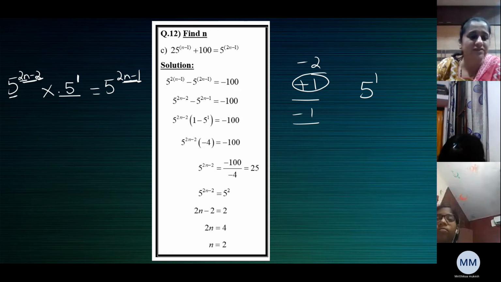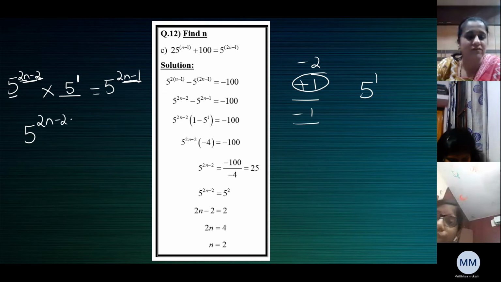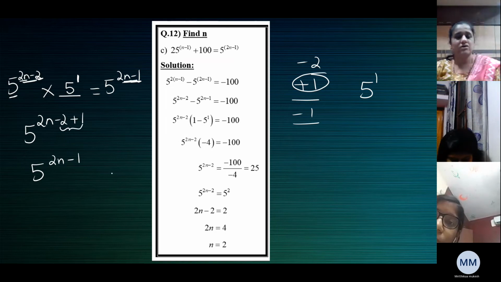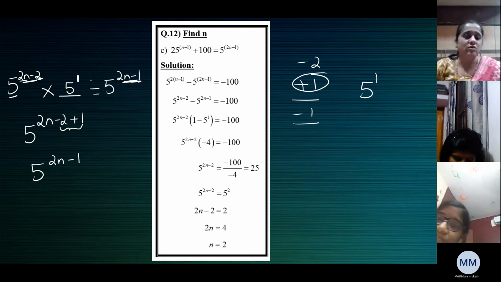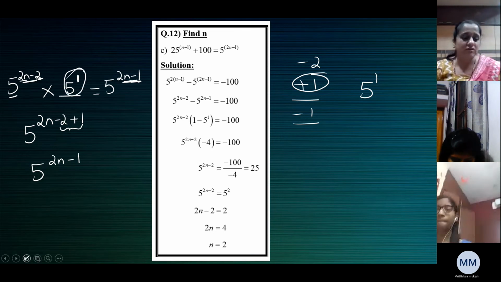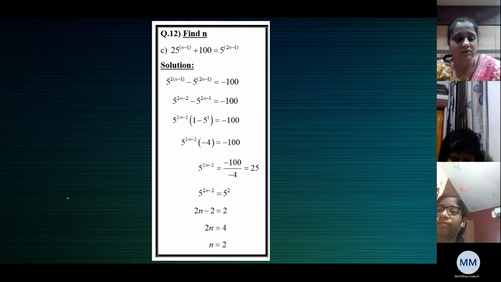Now what will you do? Bases are same and it's multiplication, so you'll add the powers. When you add the powers like this, you will get the result as 2n minus 1. 2n minus 2 plus 1 is minus 1. So what you should write inside the bracket is 5 to the power 1.